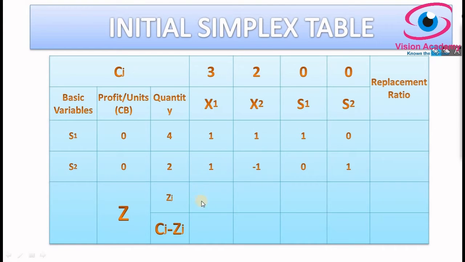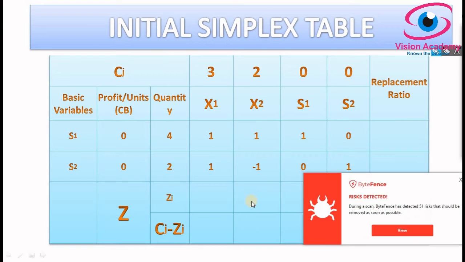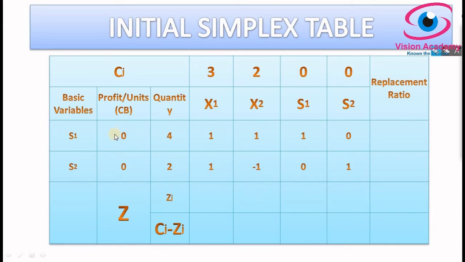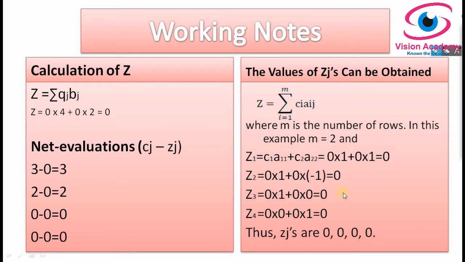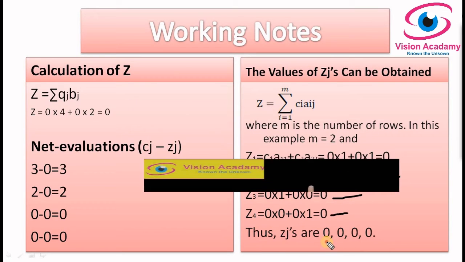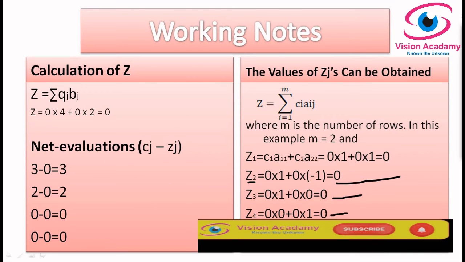So here you will get the value. The value is 0, and we can calculate for Z2. For Z2 in this case, this value into this value, this value into this value, this also becomes 0. And so on, we have calculated Z3, Z4 like that. For Z2, 0 into 1 plus 0 into minus 1, it is 0, and Z3, 0 into 1, 0 into 0, 0, and Z4, 0 into 0, 0 into 1, 0. So all Zj values are 0, 0, 0, 0.